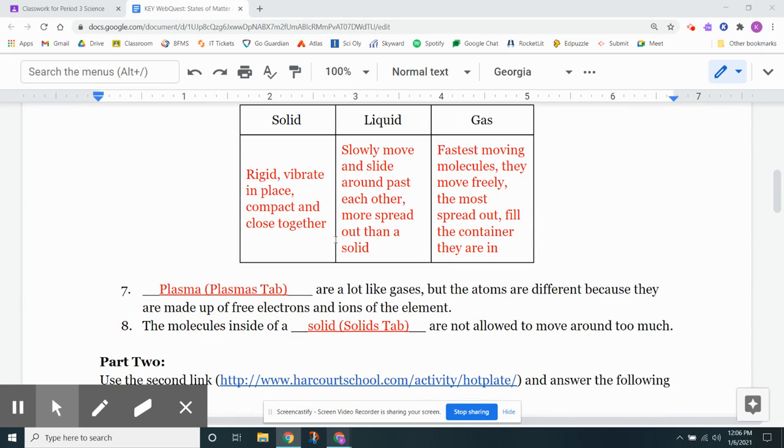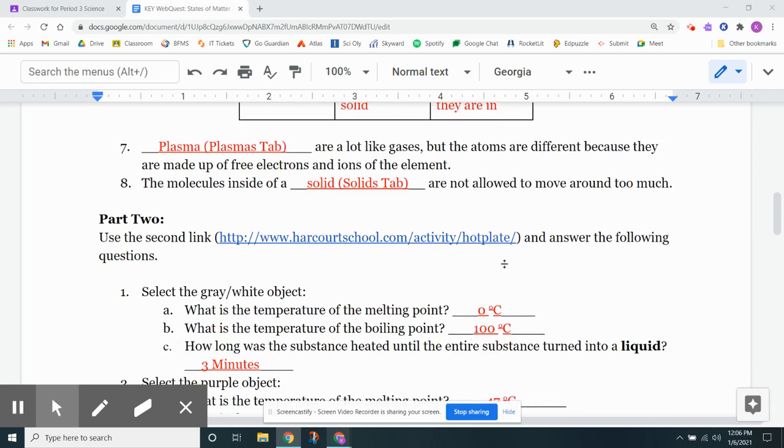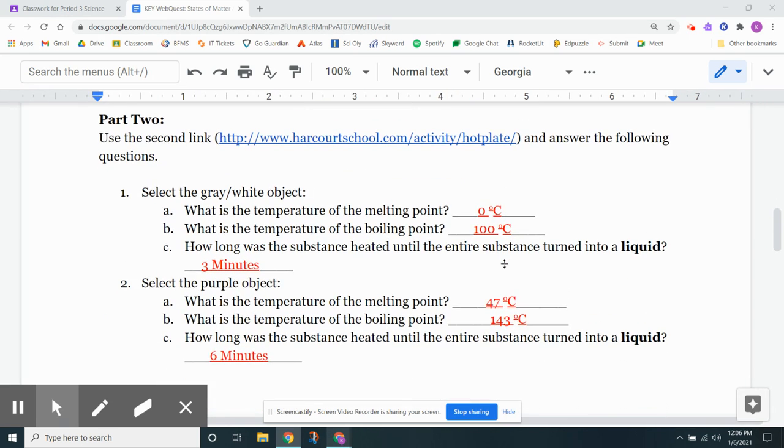Most of it was fill in the blank except for 6, which you could have either done pictures or a brief description. Now, part 2, I know that not all of you got to experience, which is a disappointment because it's a really, really good website for looking at phase changes and phase change graphs. And for those of you who didn't get to see the website when it was still up, there were basically 3 different solids. One was a gray/white color, one was a purple, and one was a green. And they were all made of different substances.